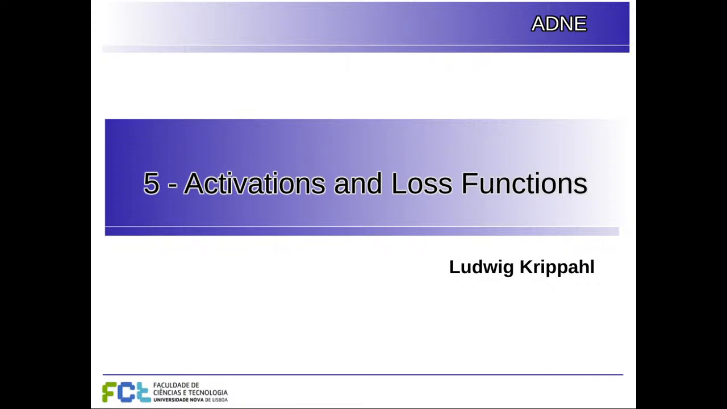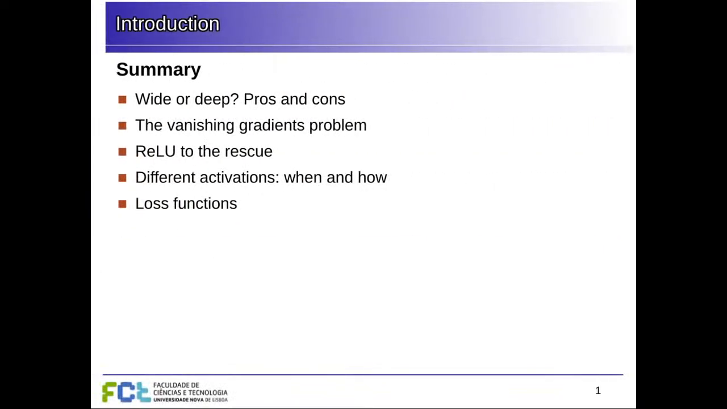Today we're going to look at the activation functions we use on the neurons, those functions that make the transformations nonlinear, and also the loss functions that we use to train the network. We're going to look at the activation functions both within the hidden layers of the network and also on the output.